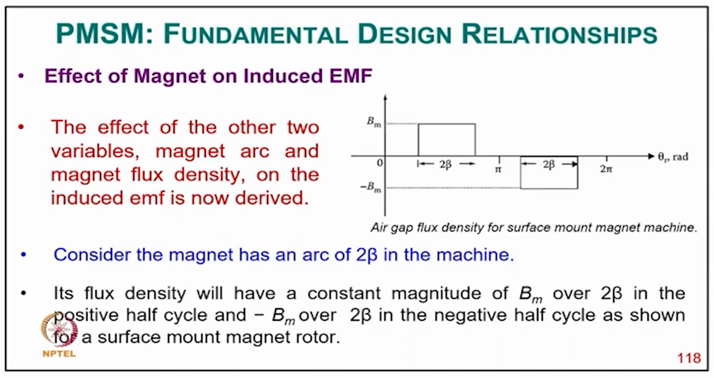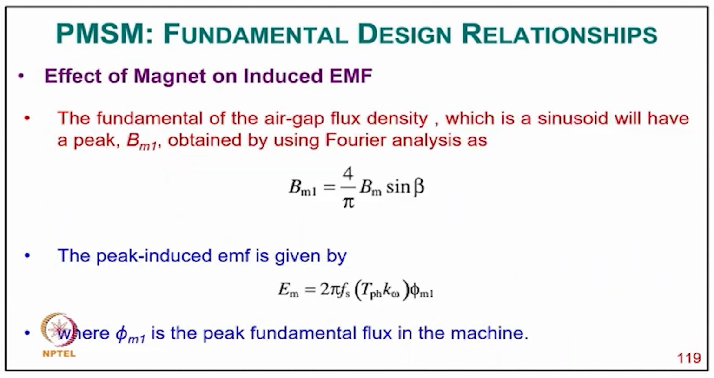So the effect of the other two variables, magnet arc and magnetic flux density, on the induced EMF is now derived. Here you can see the air gap flux density for a surface mount magnet machine. Consider the magnet has an arc of 2 beta in the machine. Its flux density will have a constant magnitude of Bm over 2 beta in the positive half cycle and minus Bm over 2 beta in the negative half cycle, as shown for the surface mount magnet rotor in the figure.